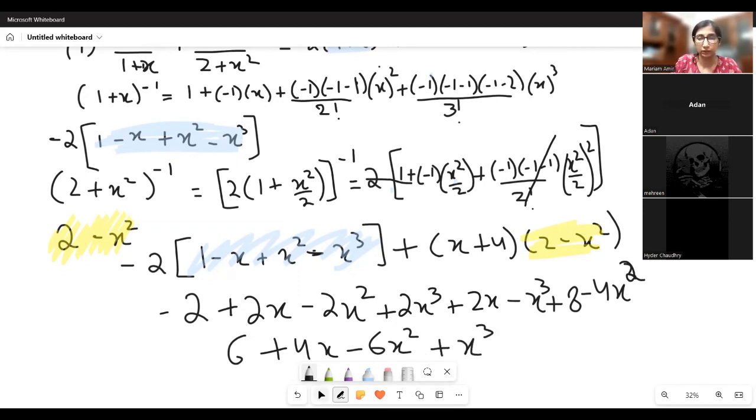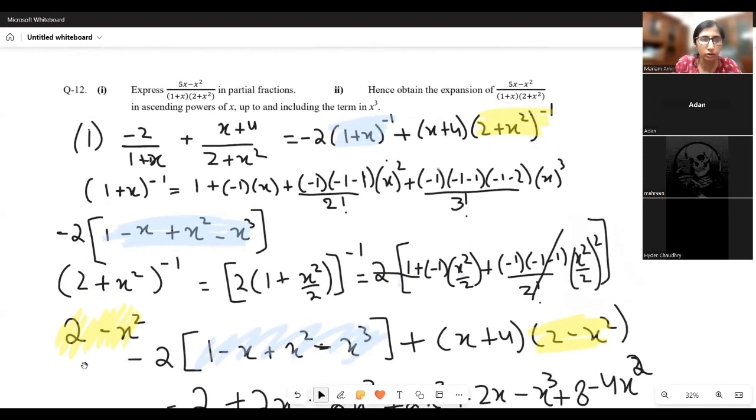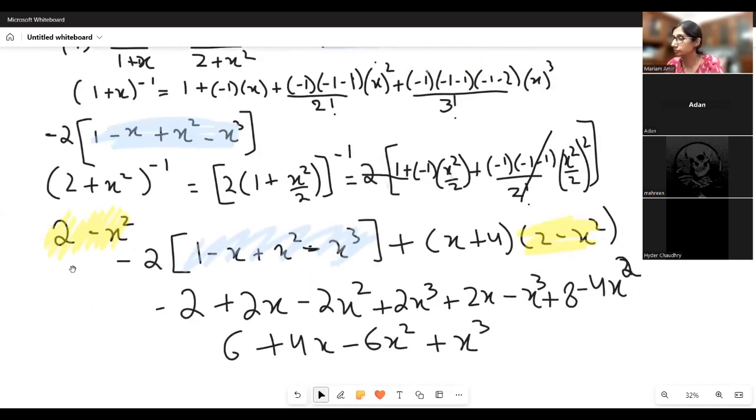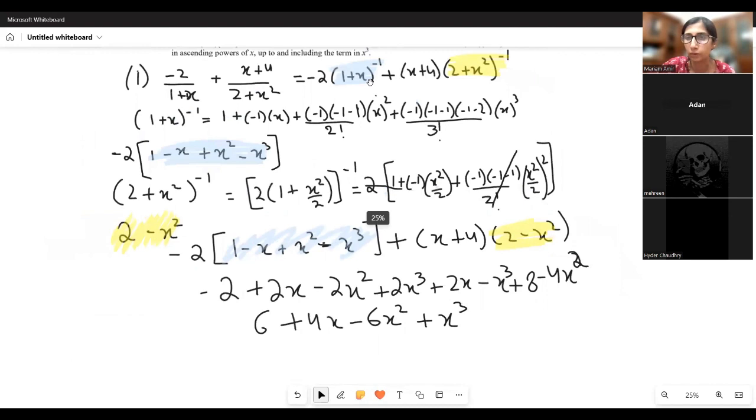Please be correct. This is question 12. So not correct, not even good. A big blunder has happened. I will just pause the recording.